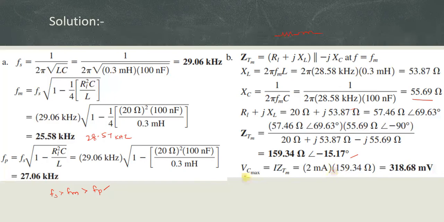The voltage across the capacitance is equal to I into Ztm. I equal to 2 milliampere from the diagram, and Ztm is calculated, the magnitude is 159.34. Just substitute the value, so that the maximum voltage across the capacitance is equal to 318.68 millivolt.